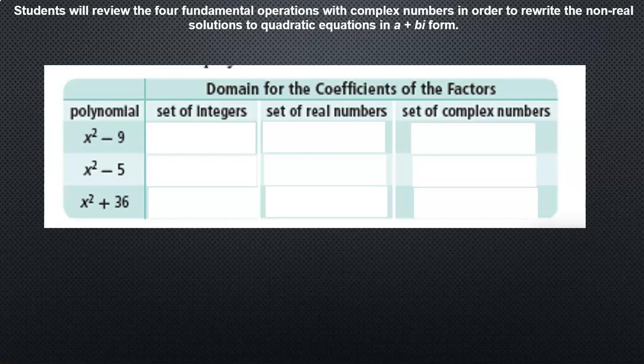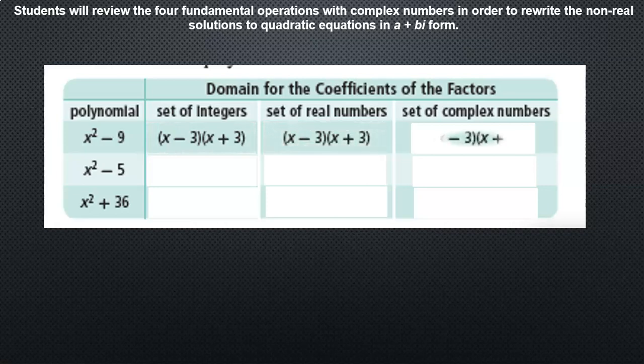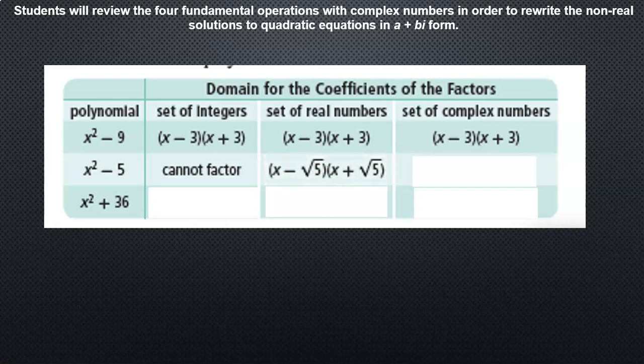And then this is just factoring. So if you're factoring over the set of integers, you're going to have x plus 3 and x minus 3. Real numbers, the same. Complex numbers, the same. The next one, you're not going to be able to factor over integers, because there is no square root of 25. But you can factor it over the reals, because you can take the square root of 25, and complex numbers would be the same.